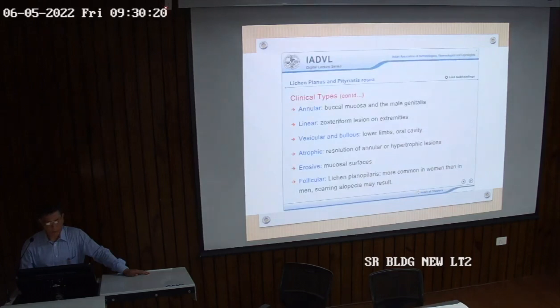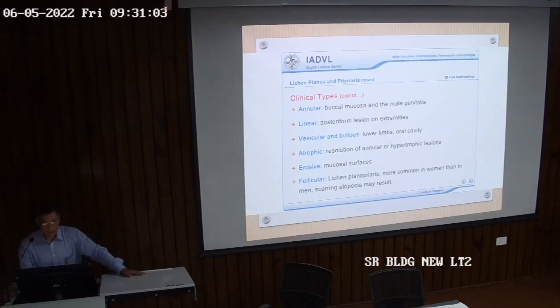Then other clinical types of lichen planus according to their presentation. As the name suggests, annular means ring like, in any language you say it. There is clearance in the center, central clearance is there in annular lesion. Other is the nummular lesions. Nummular are coin shaped, so central clearance is not there in nummular lesions. So the annular variety of lichen planus is a ring form of lichen planus. Usually such lesions are present in the genitalia, buccal mucosa and the male genitalia.